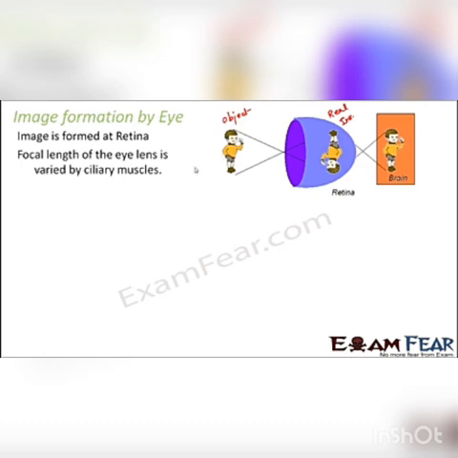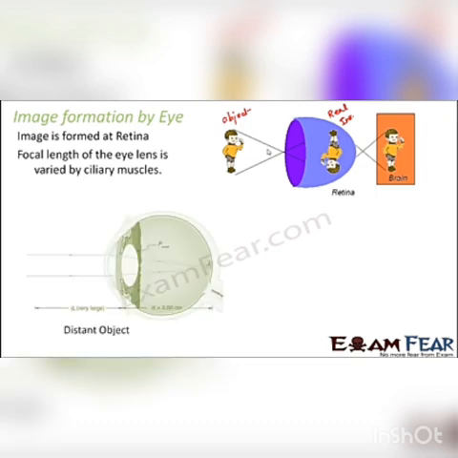Now, the focal length of the eye lens is varied by the ciliary muscles in such a way that the image is formed on the retina. So let us look at the ray diagram for a distant object. In this case, we are trying to view something located at a distant point, a very far object. These parallel rays of light are the incident rays. They reach the lens. From the lens, they converge because this is a convex lens, and finally they converge at a point on the retina. This is the point where an inverted and real image is formed.